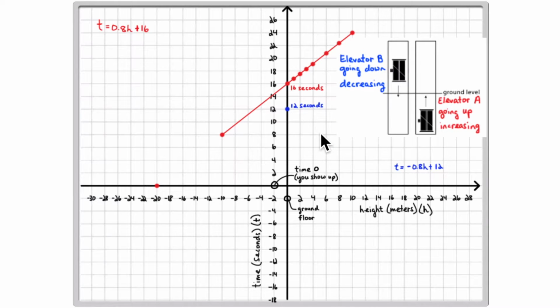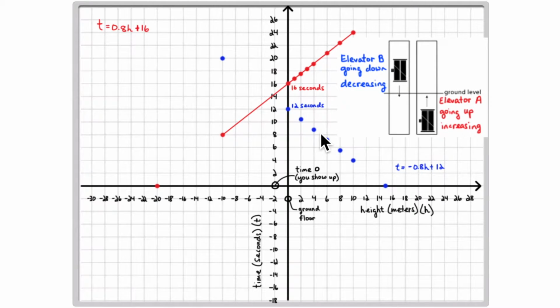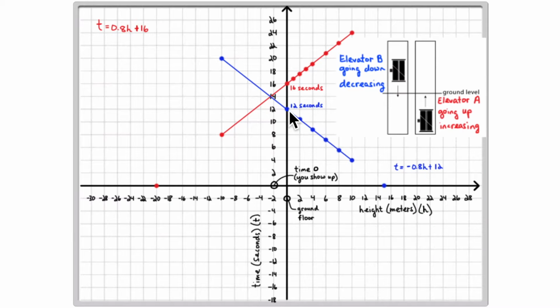Same with elevator B. You really only need these 3 points. The y-intercept is at 12 seconds. Then in this case, 1 meter out, 1 meter up is a negative 0.8 seconds. 2 meters, a negative 1 6/10 seconds, but you only need these 3 points to graph it. If you go out to 10 meters, 10 times the negative 8 tenths is a negative 8. 12 plus negative 8 is 4. So it's this point right here.